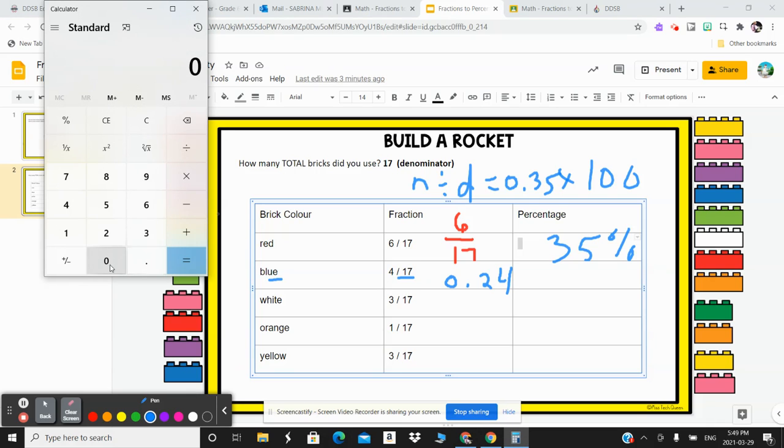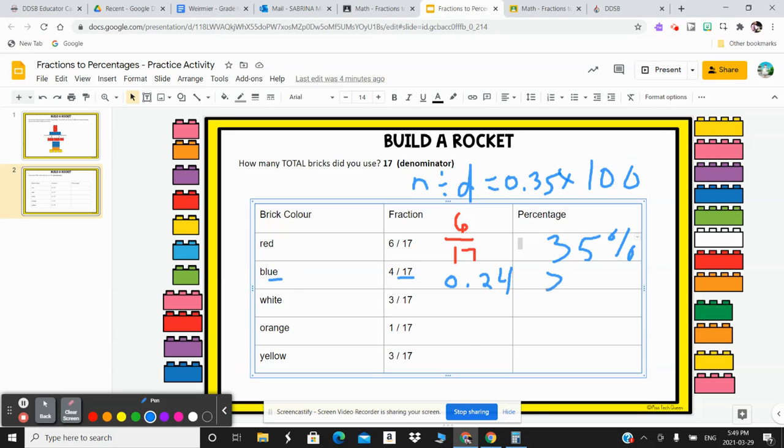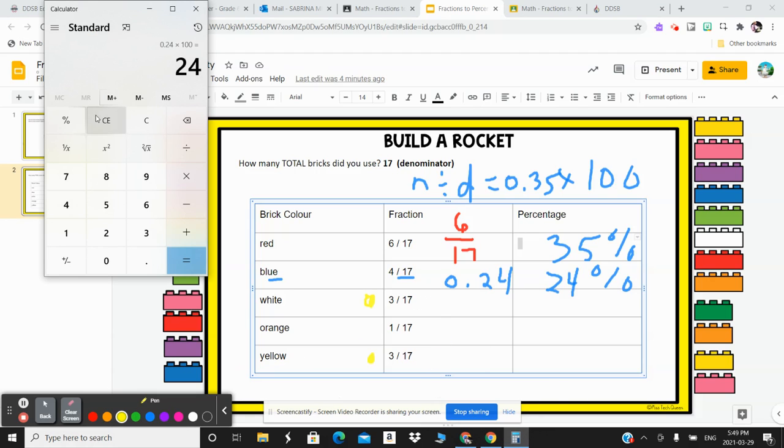And so 0 and 24 times 100. You should notice a pattern starting too. 24 hundredths is the same as 24%. Oh, look at that. Let's do white, which is 3/17. And I want you to notice something on here. I have two that are 3/17, the white and the yellow. So really, I just need to solve this one once because it's going to be the same. It's 3/17. That fraction is the same, so the percentage will end up being the same.